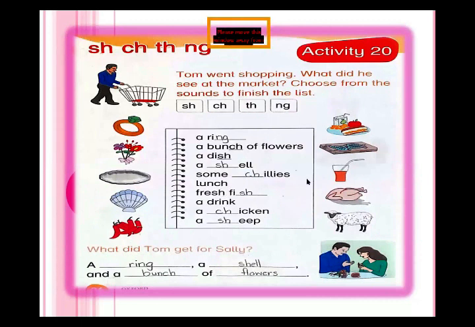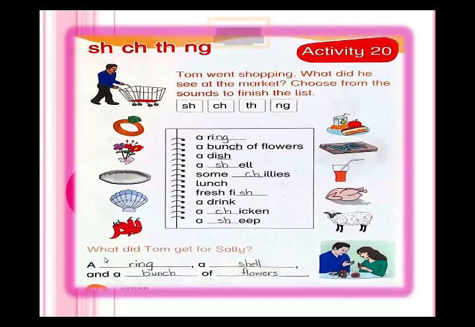Here are fish. These are fresh fish. The ending sound of fish is sha. Okay, a drink. Here is a chicken. Chicken starting sound is cha. Or sheep, starting sound sha.